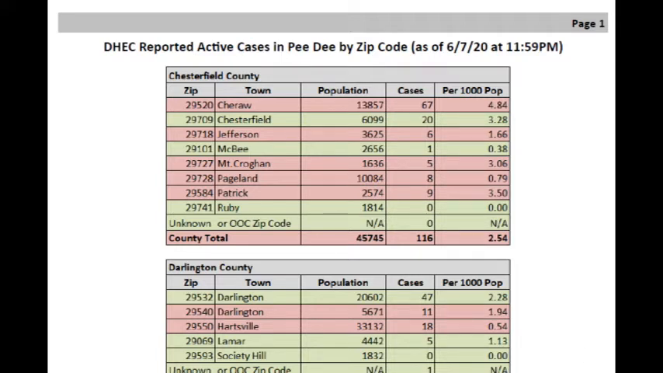I believe that the active cases is a better indicator of the current state of the virus in our area versus total cases. Total cases will always increase. The active cases increase and decrease as folks recover or, unfortunately, as they die.